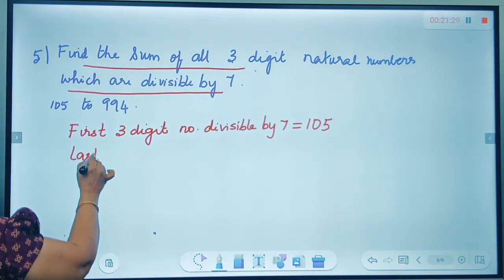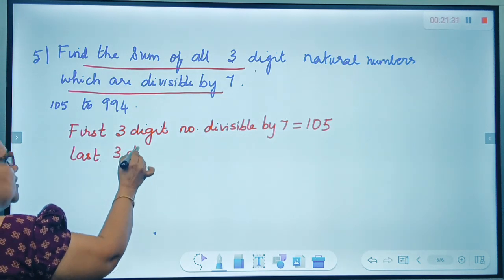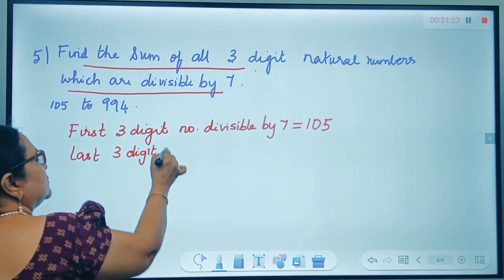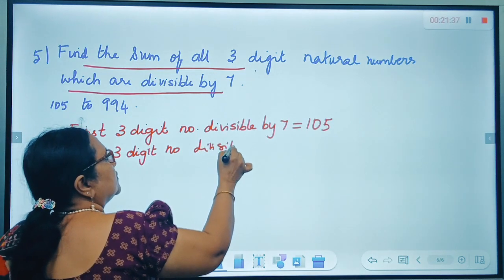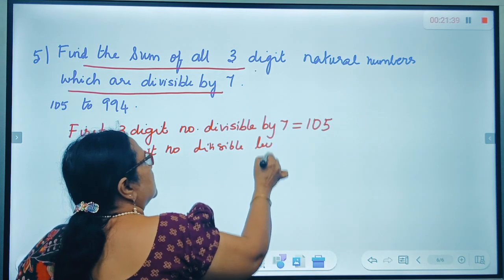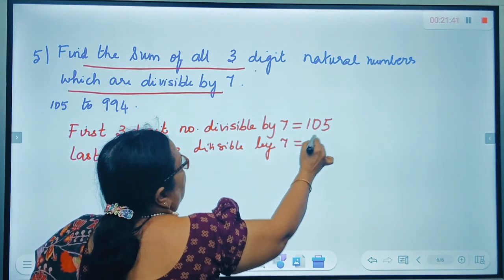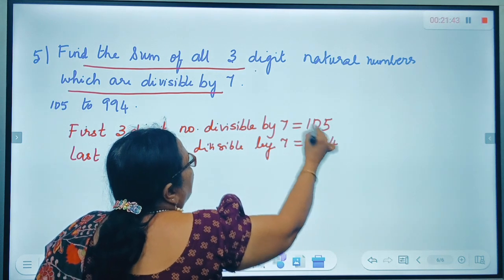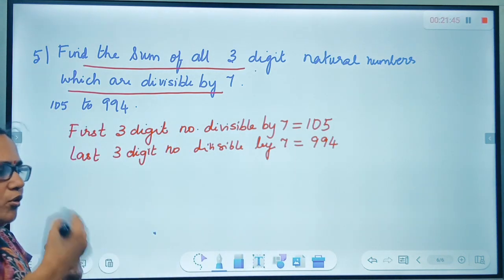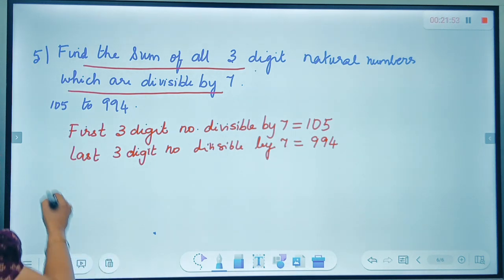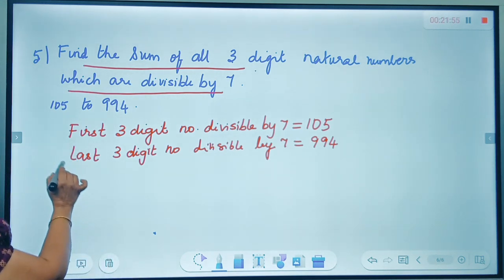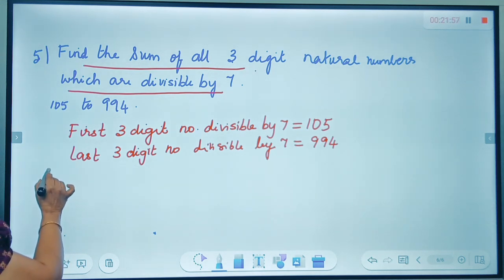Last 3-digit number divisible by 7 is equal to 994. So you have to think 101, 102 like that, no? By trial and error, you find out which is the first one and which is the last one. Okay. Now you have to find the sum of all the 3-digit numbers. So this is what you understand. You have to find the sum.